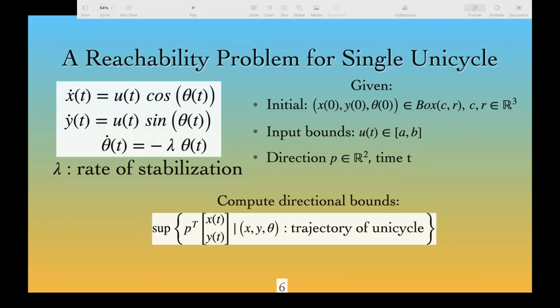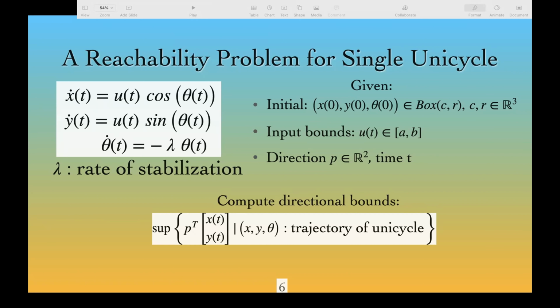we can propose a simple reachability analysis problem as follows. Take an initial set, which is a box bounding the three-dimensional states, and an interval which contains bounds on the input velocity. And let us say we have some direction vector p, along which we want to compute the projection of the reachable set at any given time t. So that is given by the formula at the bottom. So we want to compute the supremum of the projection of the reachable set.